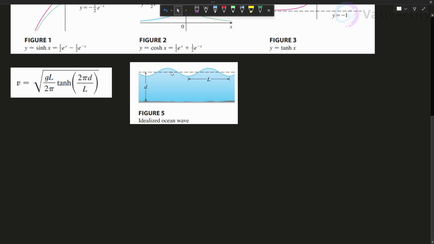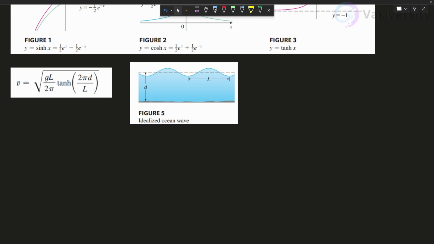Okay, so for example, this equation can describe the behavior of the ocean waves, and sometimes in such approximation, we can model it. All right, so let's go ahead and take a look at some of the identities and prove some of the identities for the hyperbolic functions.